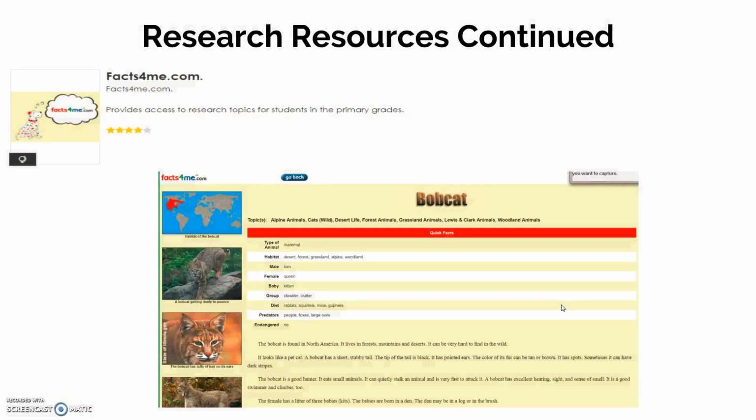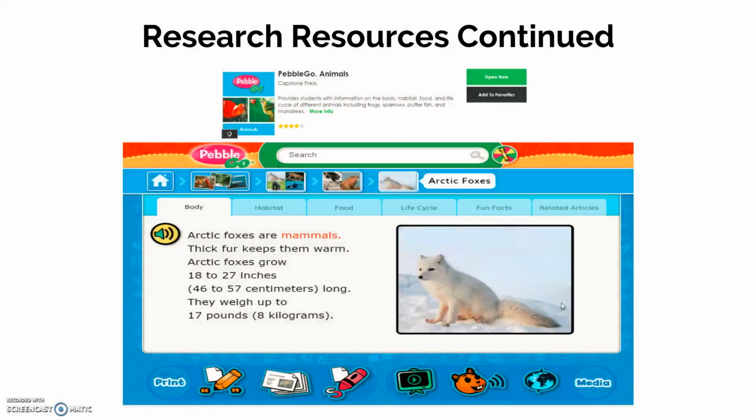Factsforme.com was another tool students chose to use. Factsforme.com does not contain an abundant amount of information. The articles contain only the important and necessary facts. This tool was helpful for students on or below grade level in reading. PebbleGo.com was a great research resource for my students who read below grade level. The information is clear and concise, the text is read aloud, and there are photographs, maps, and videos included.